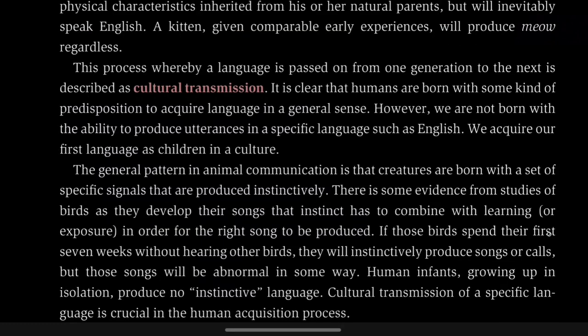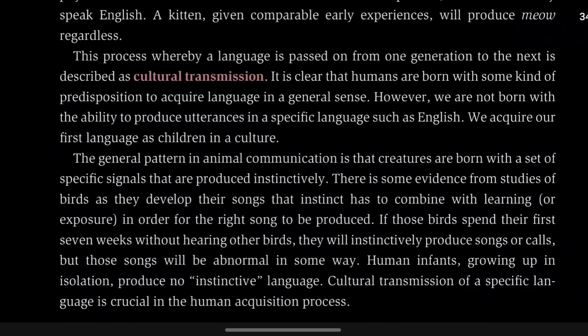The general pattern in animal communication is that creatures are born with a set of specific signals that are produced instinctively. There's some evidence from studies of birds, as they develop their songs, that instinct has to combine with learning or exposure in order for the right song to be produced. If these birds spend the first 7 weeks without hearing other birds, they will instinctively produce songs or calls, but those songs will be abnormal, odd in some way. While human infants growing up in isolation produce no instinctive language. So, cultural transmission of a specific language is crucial in the human acquisition process.